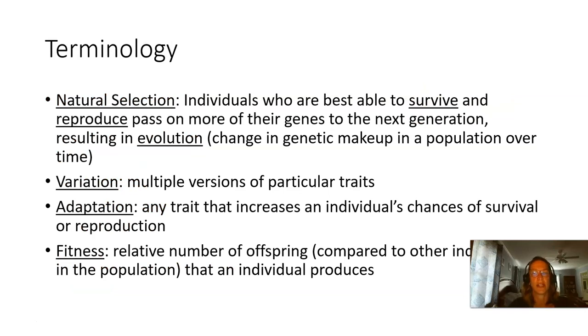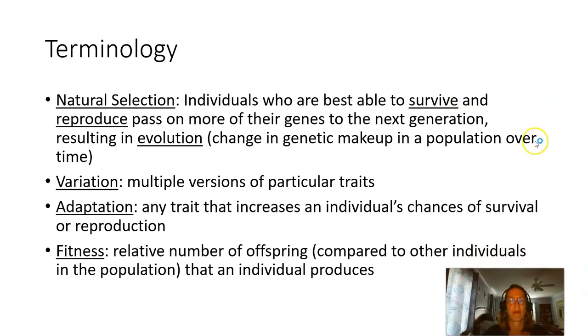So in terms of terminology, there's going to be a lot of terms that I'll be using during this lecture and that you will be seeing in your reading and in the activities that you have in this topic. So let's go through some of them. In general, natural selection is when individuals who are best able to survive and reproduce end up passing on more of their genes to the next generation, and this results in evolution. Remember that evolution is simply a change in genetic makeup in a population over time. Remember that when I say the word evolution, I'm almost always referring to microevolution, so short-term changes in genetic makeup or in allele frequencies.